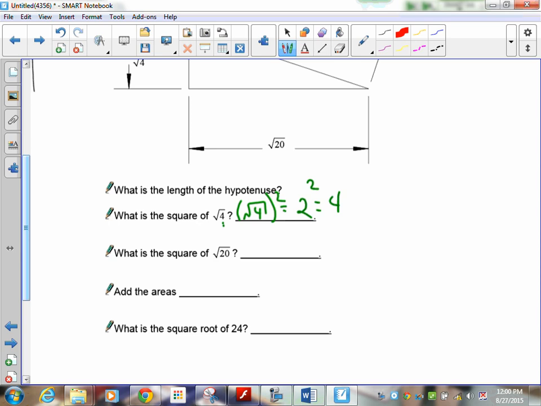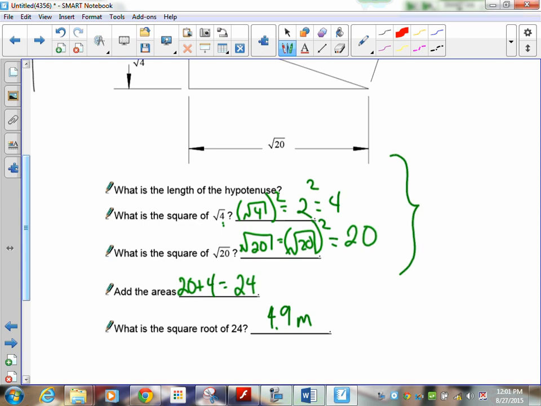The square root of 20 squared, you take your calculator and put that in there, and that's actually 20. All right? Now, add the areas. 20 plus 4 is 24. What is the square root of 24? 4.9 meters. Now, this stuff is kind of tricky. So let's do a couple of extra examples.